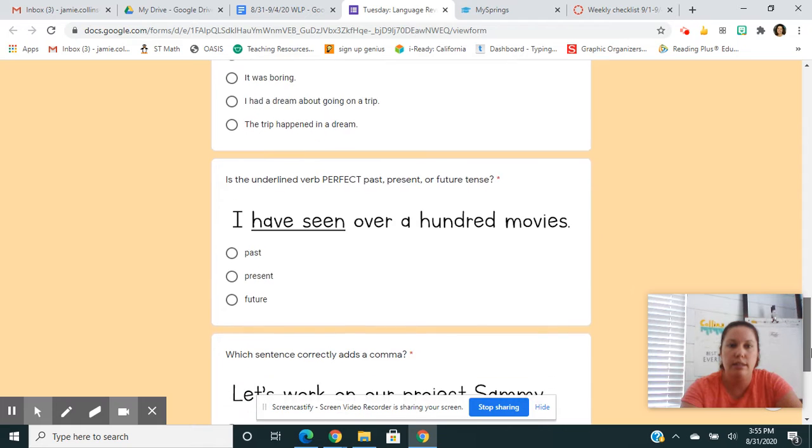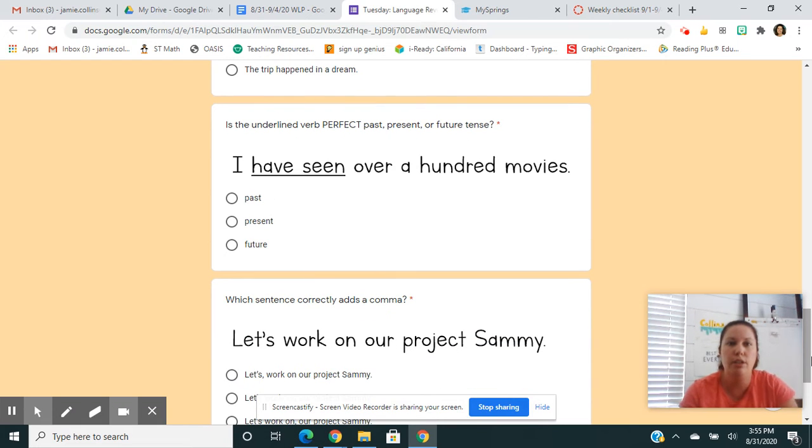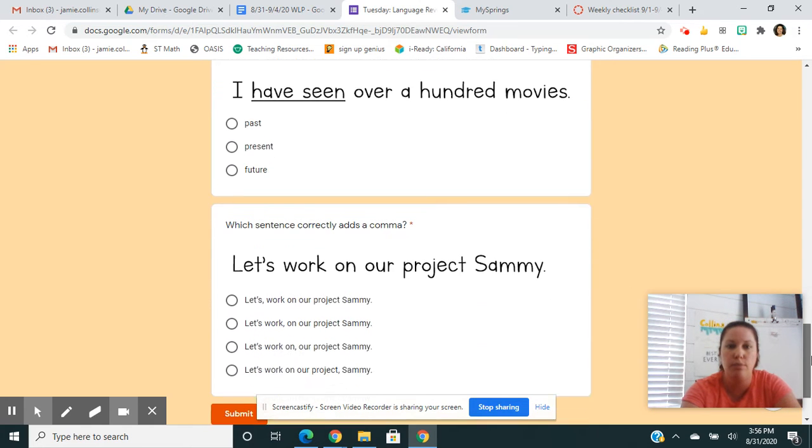And then it says, is the underlined verb perfect, past, present, or future tense? Because verbs can be in past tense, that means they have already done that activity. In present tense, they are currently doing that activity. Or future tense means they will do that activity. So you have to look at what it's asking you.